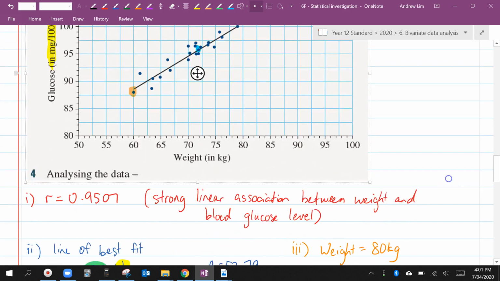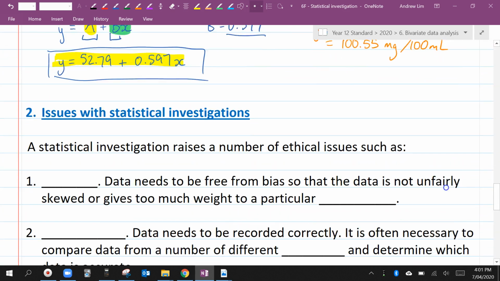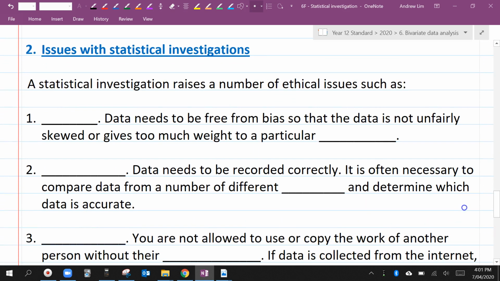Alright, now we know how to conduct a statistical investigation. Let's have a look at the issues with statistical investigations. So a statistical investigation raises a number of ethical issues, and these include bias. So data needs to be free from bias so that the particular data is not unfairly skewed or gives too much weight to a particular result.